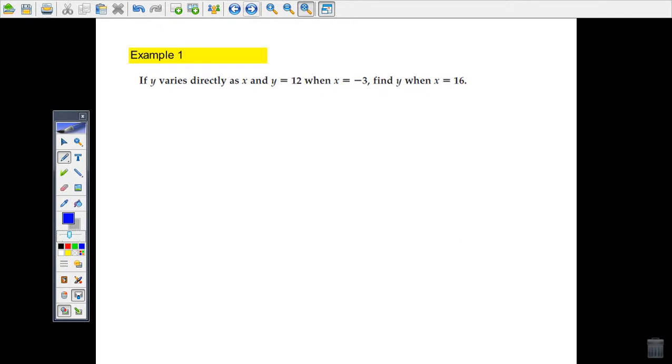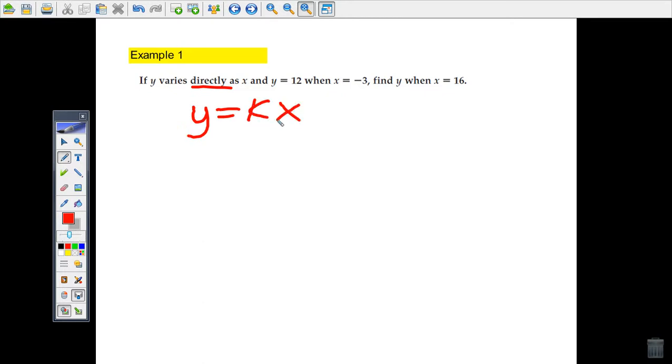So for example 1, I have y, and it varies directly as x. Y is 12 when x is negative 3. Find y when x is 16. So here are your steps to this. It's pretty straightforward. You write down the equation in the general form. So what kind of variation do we have? Direct, joint, or inverse? Directly. So you write down your equation, which is y equals kx.